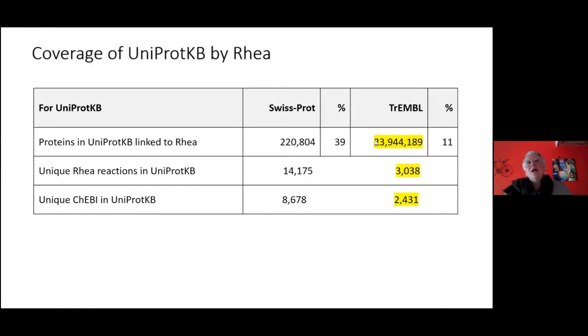So in TrEMBL, this is the number of enzymes, and you see the number of unique Rhea reactions and the number of unique KB which are available yet in TrEMBL.